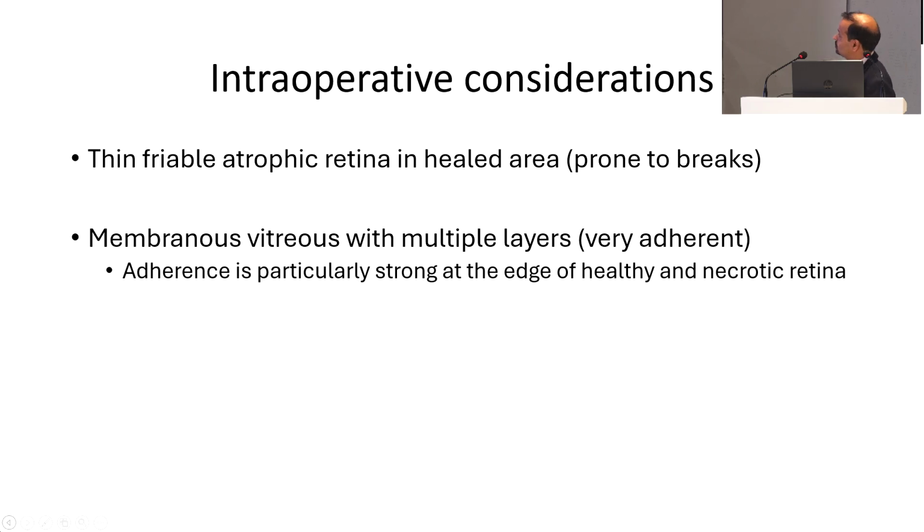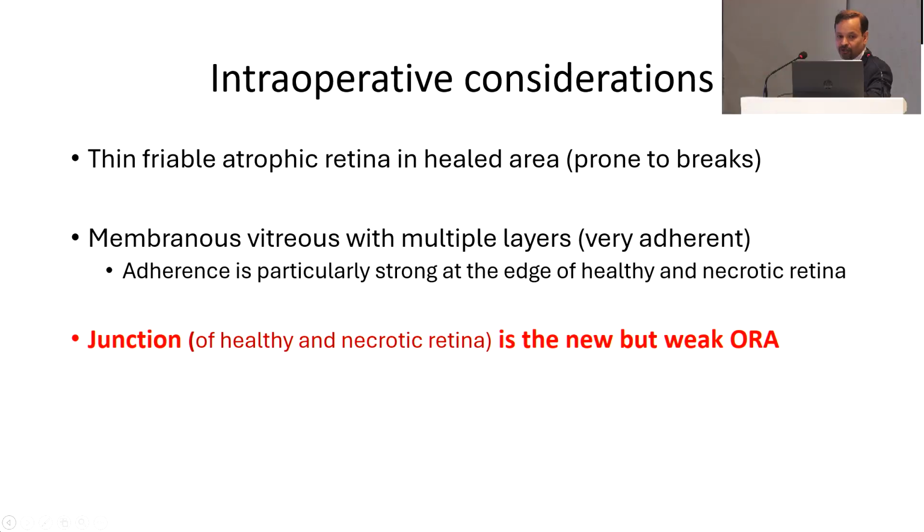Second, as Dr. Rohan showed, the vitreous tends to be membranous with multiple layers. That is okay, we can take care of that. We are used to handling multiple layers of vitreous in myopia and diabetes. But the additional problem here is that it is very adherent, especially at the edge of the healed and normal retina. That is our watershed zone. We don't want to induce traction anterior to that, but at the same time the maximum adherence is at that particular point. So we have to be very careful about this.